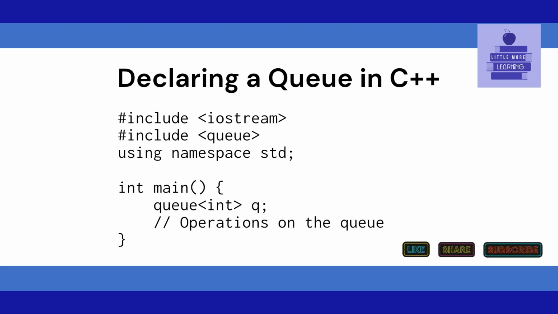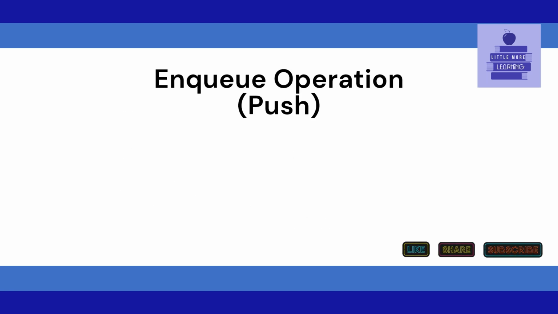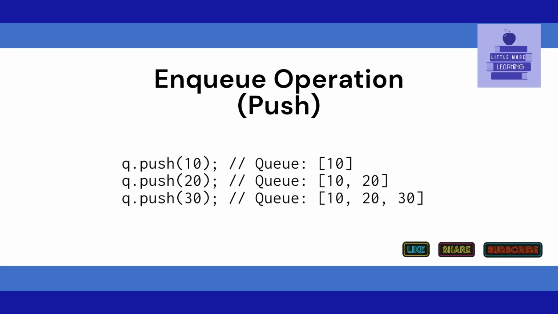Now, let's look at the basic operations. The push operation adds an element to the end of the queue. It's like adding a new person to the back of the line. Here, we push 3 elements onto the queue, 10, 20, and 30. The first element, 10, is at the front, and the last, 30, is at the back.